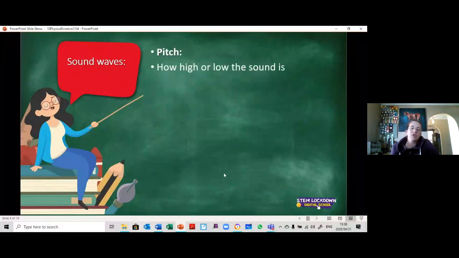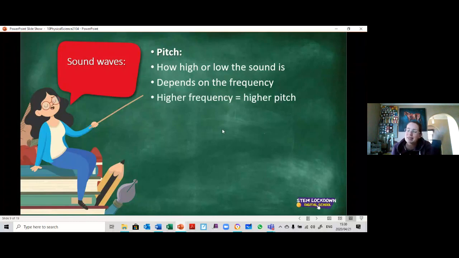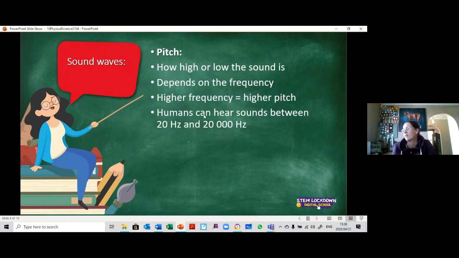Now when we talk about sound, there are three concepts we have to think about. Pitch: how high or how low a sound is, which depends on the frequency. If a sound has a high frequency, it has a high pitch. You hear a high sound. If it has a low frequency, then you hear a low pitch. Very important, our ears can only hear between 20 and 20,000 hertz.